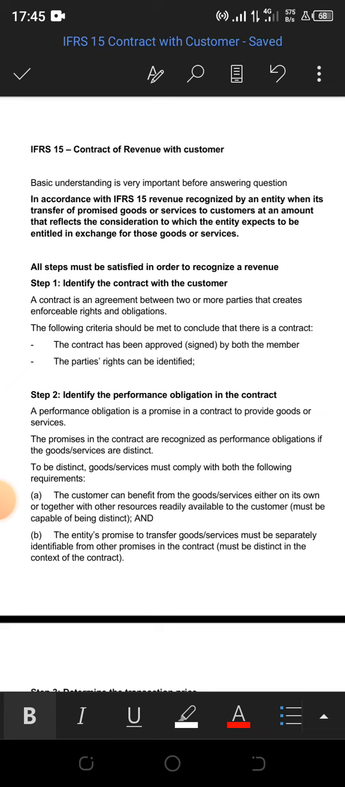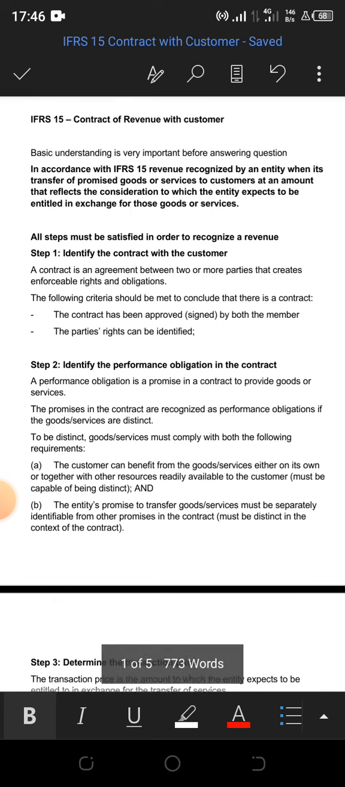Step number one is to identify the contract with the customer. This step basically means that there must be a contract. There must be an agreement between two parties, whether it's company and company or company and customer. In order to say that there is a contract, both customer and company must sign.